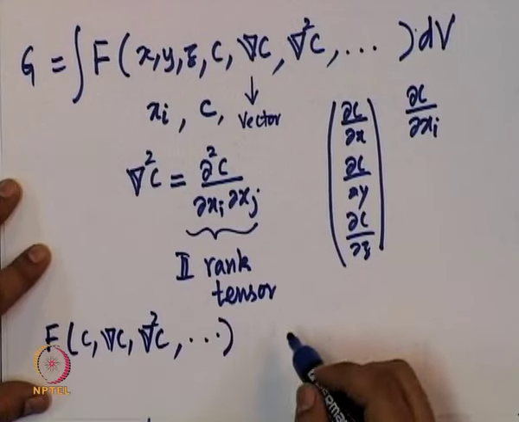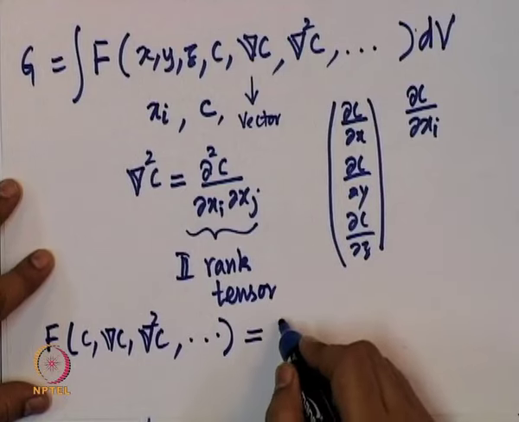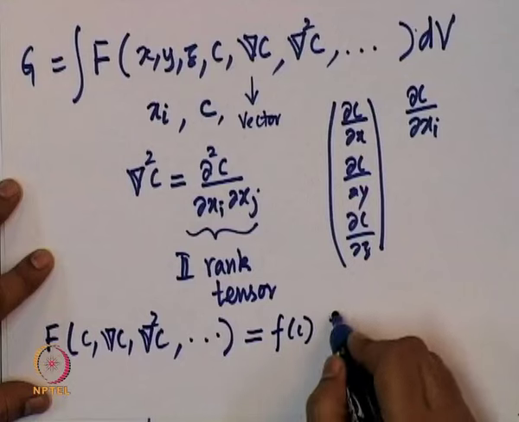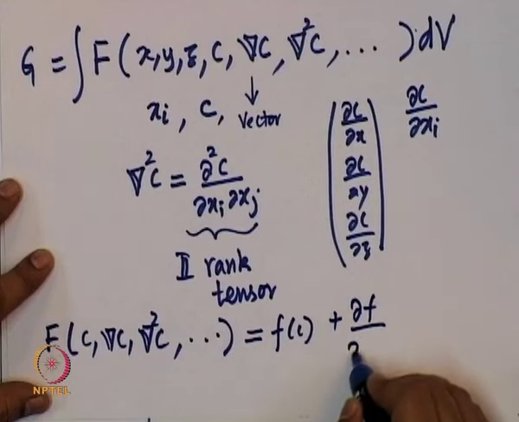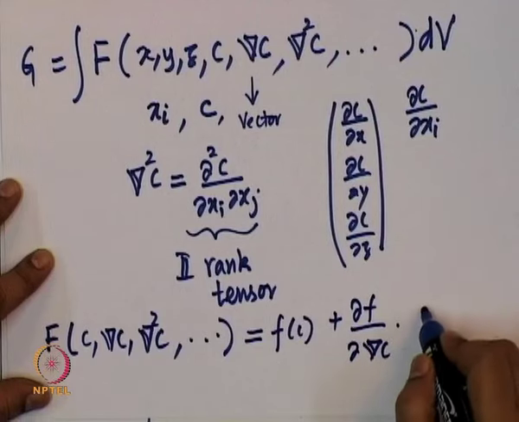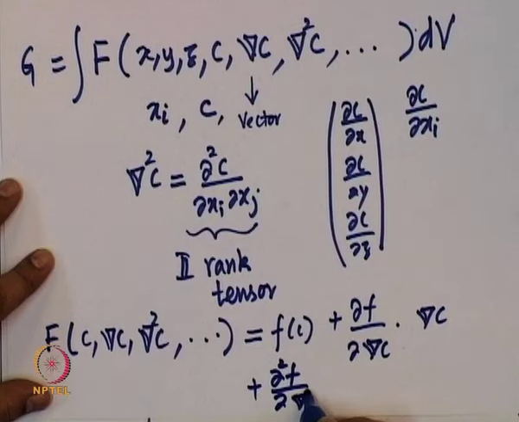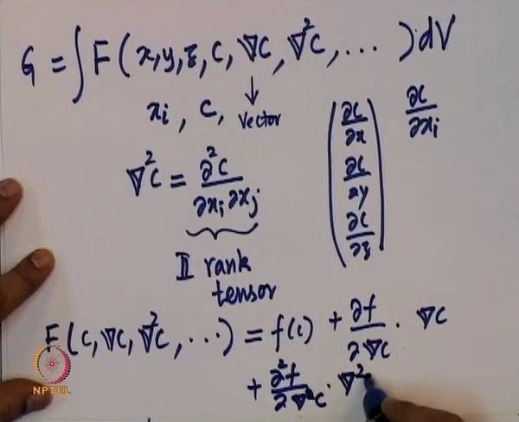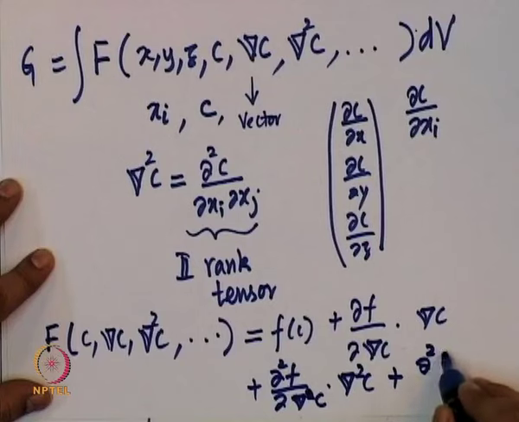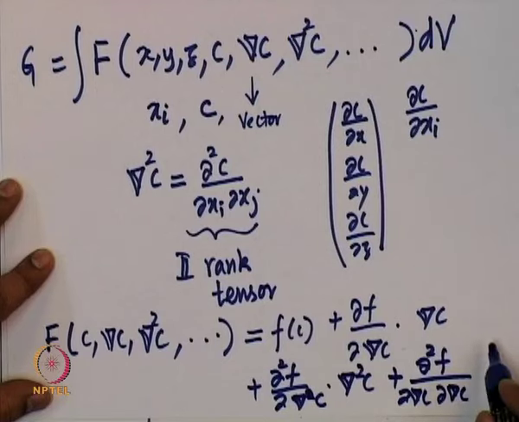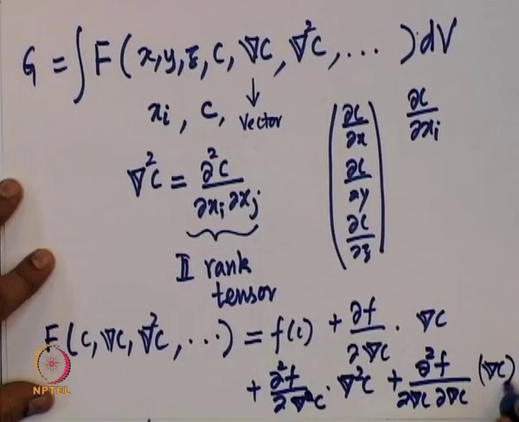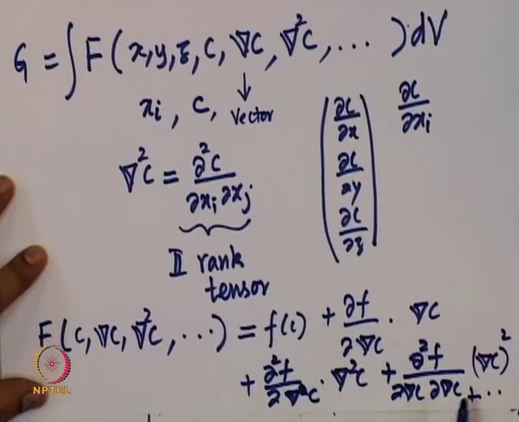So, what does this quantity look like? So, this quantity is some f of c plus dou f by dou del c into del c plus dou f by dou del squared c into del squared c plus del squared f by dou del c dou del c into del c squared plus etcetera. There are other higher order terms.